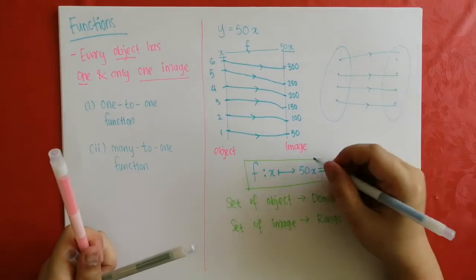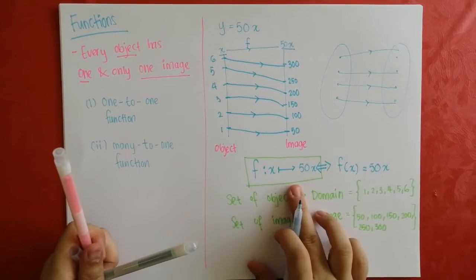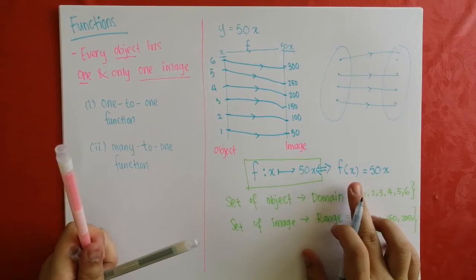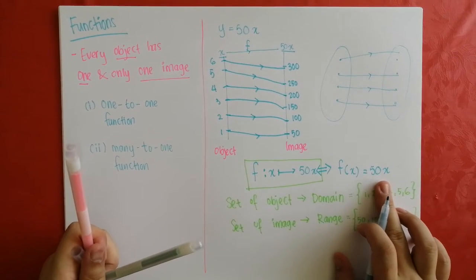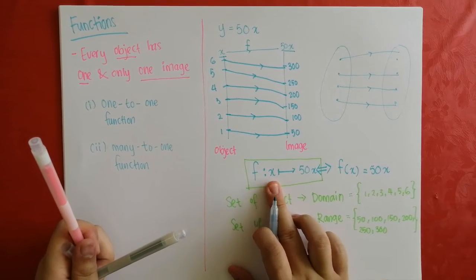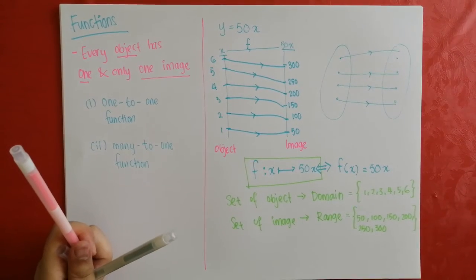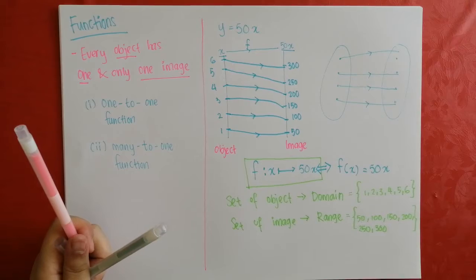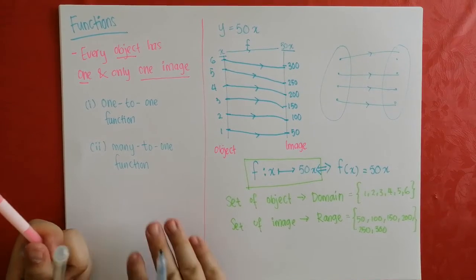Okay, so they mean the same thing. We should read this as f of x is equal to 50x. This one you read as f maps x onto 50x. So both of them mean the same thing actually. All right, so let's move on to example number 2.